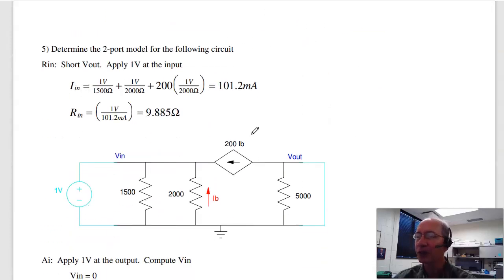Problem 5 is for a different circuit. Now find the two-port model. Same procedure. To find Rin, I short the output, measure the resistance at the input. If it's not obvious, apply a 1 volt test voltage. And the current then is 1 volt over 1500 plus 1 volt over 2K plus 200 times 1 volt over 2K, giving you 101 milliamps. The input resistance then is 9.88 ohms.